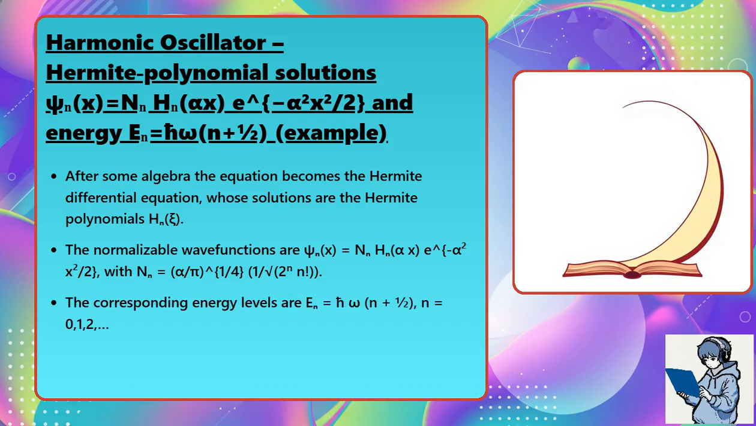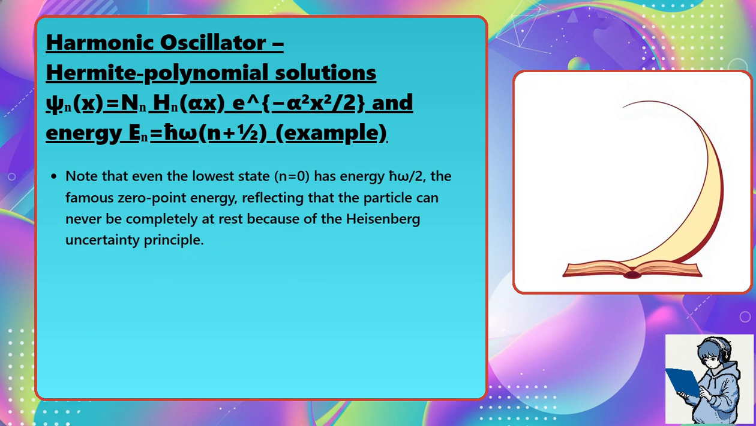The corresponding energy levels are E sub n equals h bar omega times open bracket n plus half close bracket, n equals 0, 1, 2, and so on. Note that even the lowest state, n equals 0, has energy h bar omega over 2, the famous zero-point energy, reflecting that the particle can never be completely at rest because of the Heisenberg uncertainty principle.